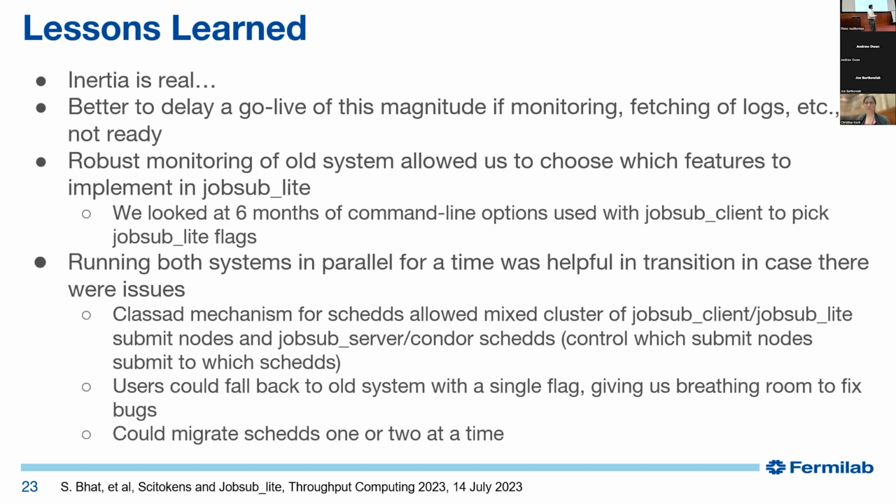In fact, the robust monitoring of our old system allowed us to choose which features we wanted to implement in Jobsub Lite. And running both systems in parallel was really helpful during that transition time because people could fall back to the old Jobsub client with just a flag switch, which was really nice. And that was assisted by the class add mechanism that you can deploy on SCEDs, where we can choose which submit nodes could submit to which SCEDs.